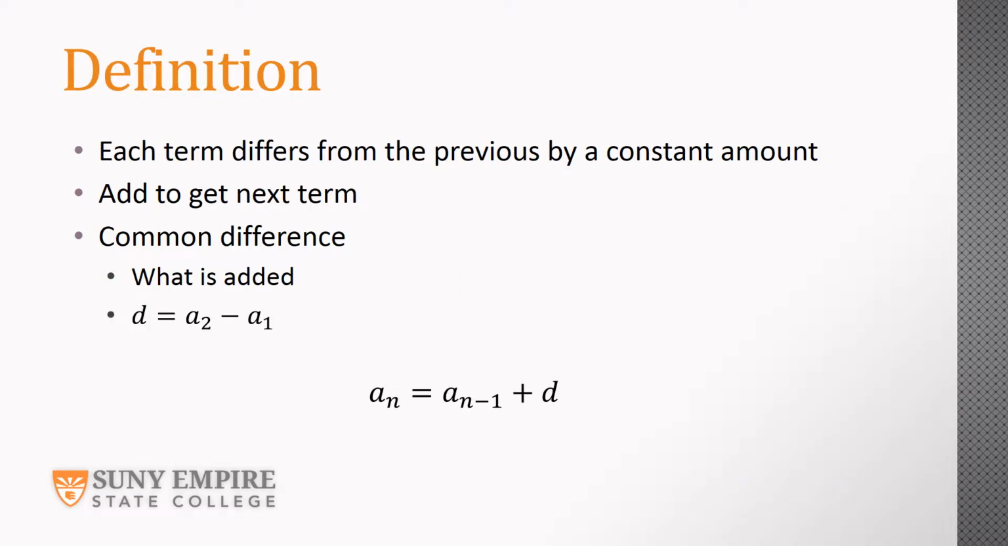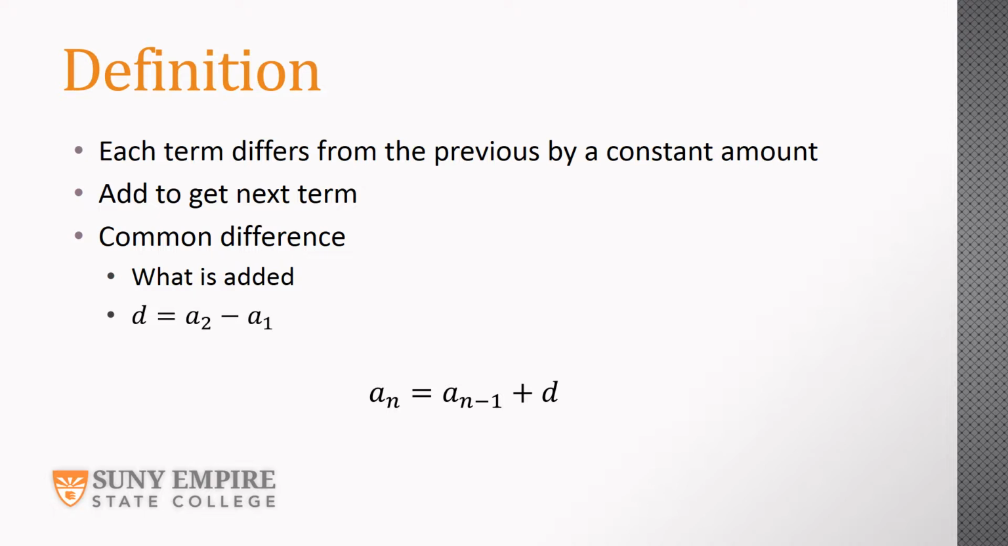In the previous resource in this series, we discussed the general sequence, where each term is defined by a function with the element number as the input. Other types of sequences follow special patterns. One such is an arithmetic sequence. Here, each number in the sequence differs from the previous by a constant amount. In other words, to get the next term in the sequence, we add the same amount each time. This amount that we add is called the common difference.